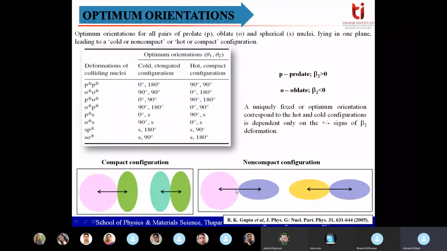And when there is less interaction between the two nuclei, that configuration is named the non-compact or cold configuration.